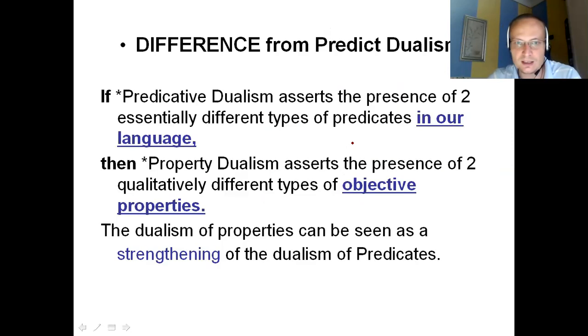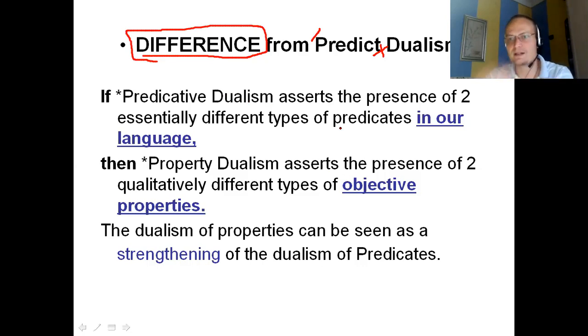Of course, firstly, we must remember about the difference from predicate dualism. We can say that it is like a next step in depth, a strengthening of this process. Predicate dualism saw the presence of two essentially different types of predicates, very important in our language. But this approach does not explain why we use different languages for the explanation and definition of reality. Why do such different languages exist?